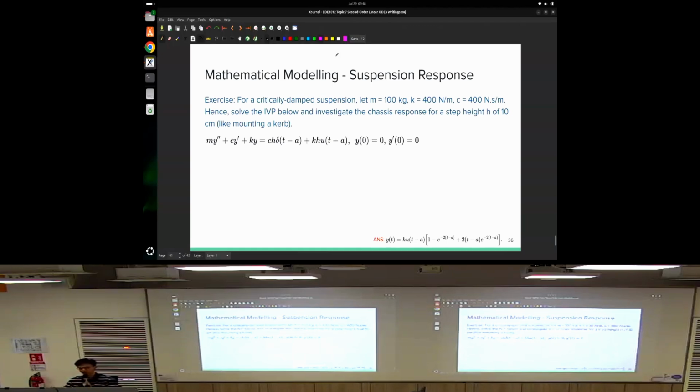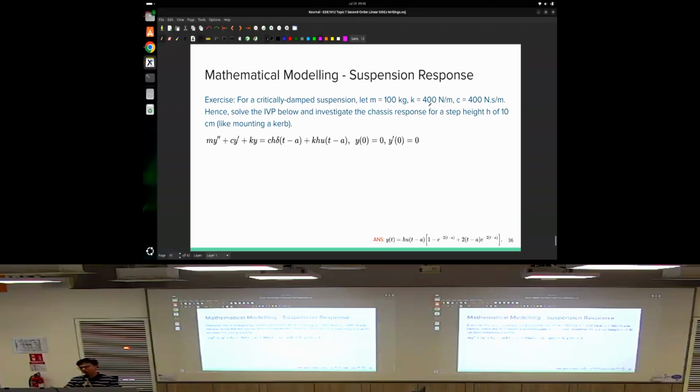Okay, so let's solve it together. First of all, it says here that the suspension system is critically damped. Well, that's a little bit harsh, but it's fine. Let's assume that it's critically damped. And now you have your mass m, k and c given.